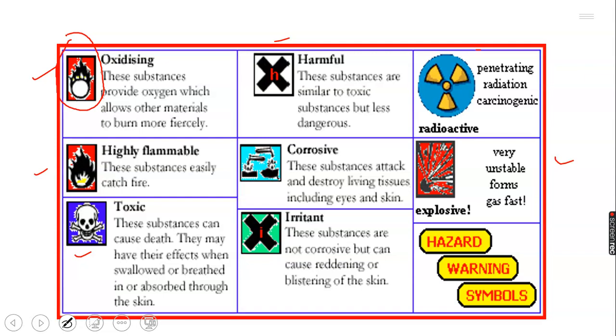So when you talk of harmful material, you see them having H in between the cross sign. Same thing, corrosive, irritant, penetrating power, when you talk of all these radioactive elements. And this one, you have it very unstable. It can be explosive, just like your atomic bomb and what have you.